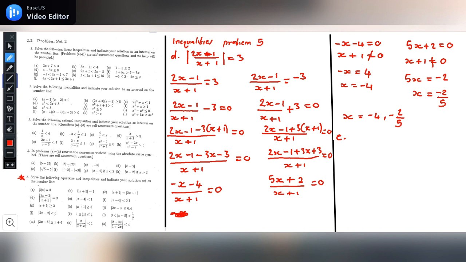Now we come to E, where now we have inequalities. We have x minus 4 inside the absolute value, less than 1, right? How do we remove the absolute values? We know that we have to write down the two equations. The first one, we write it the way it is. The second one, everything inside the absolute value, we write it the way it is.